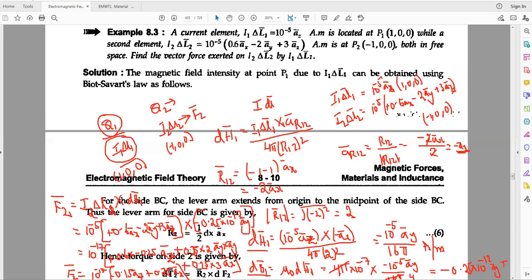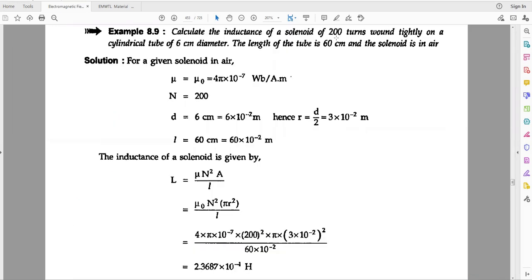Okay. Coming to the next example: calculate the inductance of a solenoid of 200 turns wound tightly on a cylindrical tube of 6 centimeters diameter. The length of the tube is 60 centimeters and the solenoid is in the air. We know the inductance L, whenever it is given for a solenoid, means the length of the solenoid is L. The formula of the inductance of a solenoid with length L is mu n square A by L.